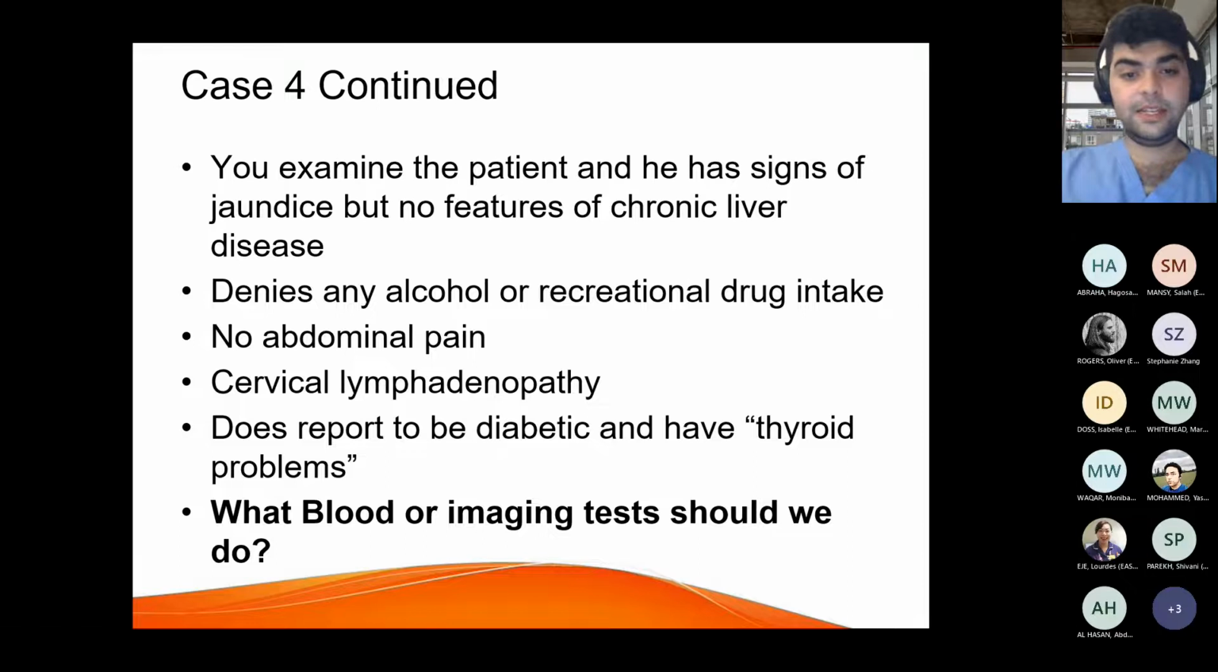And the patient does tell you that they're diabetic, and they've recently seen the endocrinologist and been told they have some thyroid problems. So in this scenario, in someone who's had an ultrasound and a full liver screen, how would you proceed further? Would you do a liver biopsy to try and get a histological diagnosis? Would you do a better imaging modality? Would you do a CT scan and MRI scan? The only thing you have here is jaundice and a raised IgG.